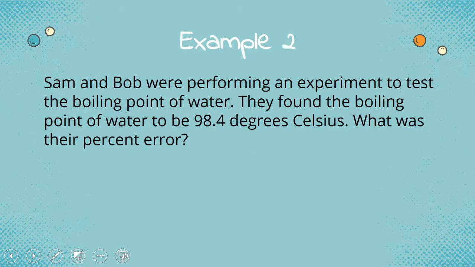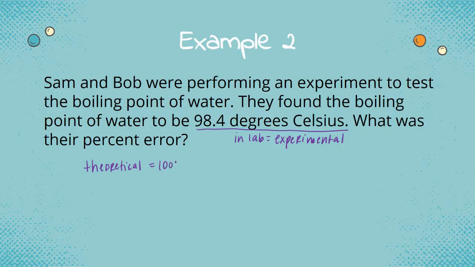Let's try another example. Sam and Bob are performing an experiment to test the boiling point of water. They found the boiling point to be 98.4 degrees Celsius. Notice they found. So since they found, this is what they found in the lab, this number is my experimental. What was their percent error? This problem doesn't give me my theoretical. Does anybody know what the theoretical value is here? The boiling point of water is 100 degrees Celsius.